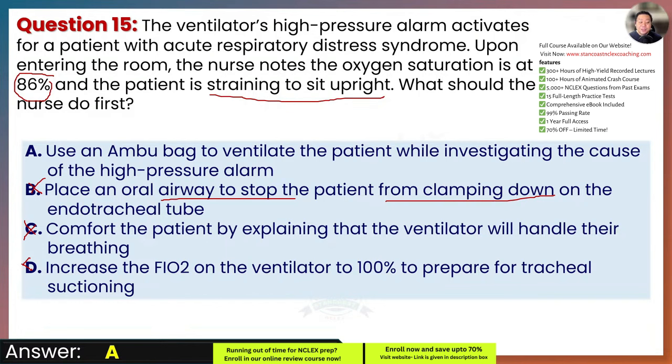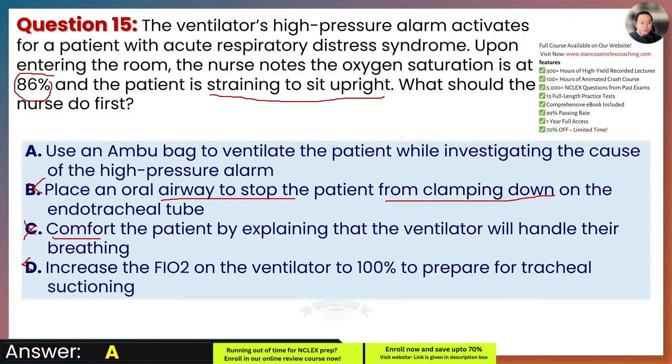Now, letter C, comfort the patient by explaining that the ventilator will handle their breathing. Well, the clue word comfort. Reassuring a distressed patient is important, but it does not fix the immediate crisis. There is hypoxemia, and if they're gasping for air, and there is desaturation, words of reassurance will not resolve the problem. They need oxygen first. And so once you resolve that issue, then you can do the reassurance later.